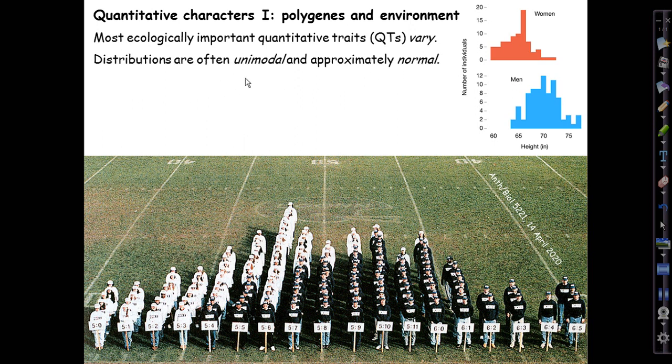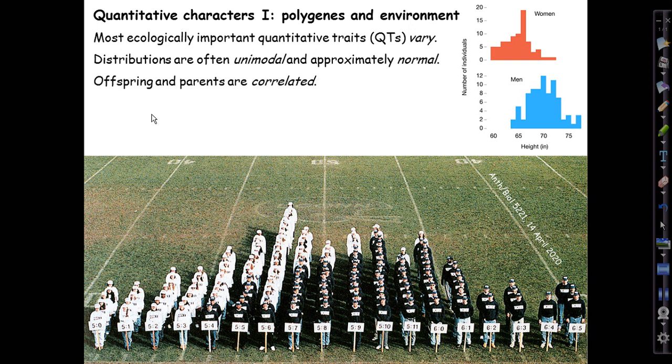Distributions are very often unimodal and approximately normal, as with these distributions of height for this group of men and women in an evolution course who are making a living histogram of human stature out on the football field at the University of Connecticut, which you can tell because there's the Yukon logo, which is a helmet with Yukon written on it.